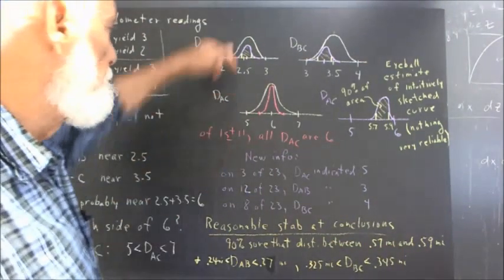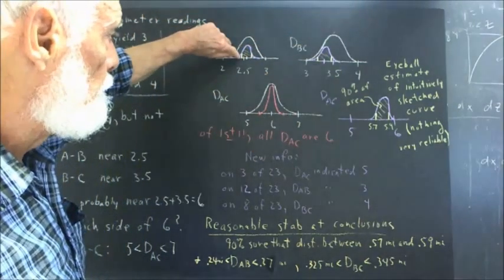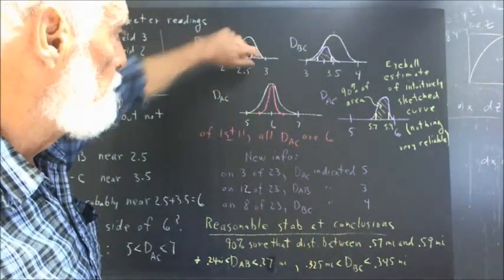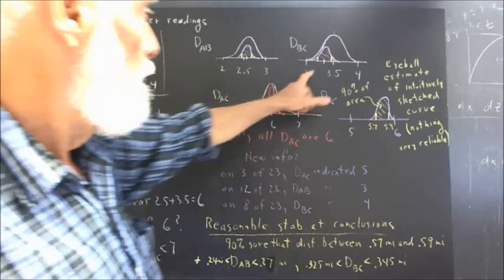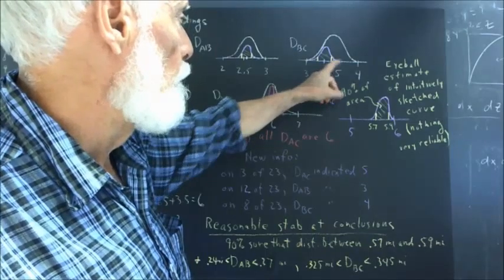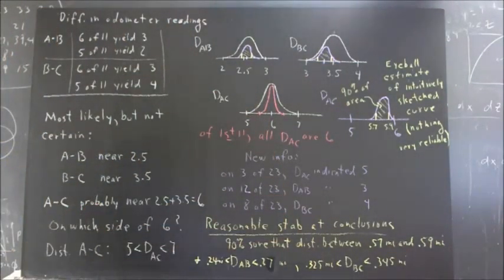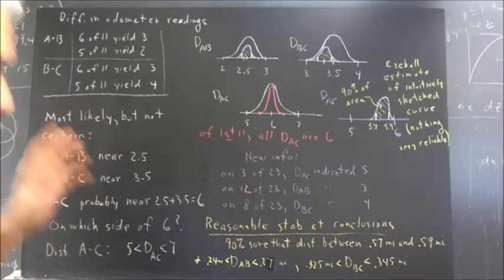Now we can also estimate that 90% area here and here. Looks like it goes from about 0.24 to about 0.27 on this scale, and about 0.325 to about 0.345 here, the way I've drawn it. Now, again, very unreliable and intuitive. All this could be determined by analysis.